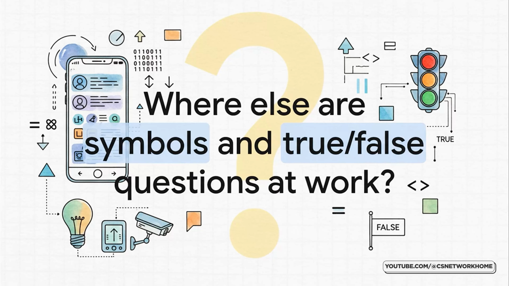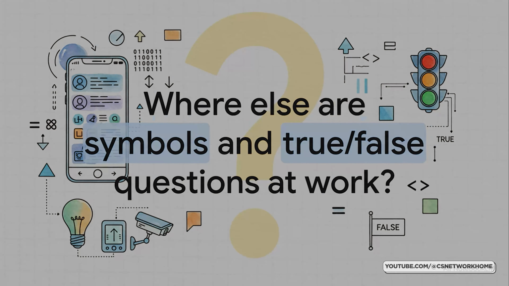And that brings us to one last thought. Now that you're in on the secret, where else can you see this logic at play? Think about your social media feed. Why does it show you one post and not another? Or your smart thermostat at home? What other parts of your digital life, when you really get down to it, are just a massive chain of simple symbols and true-false questions all working together behind the curtain?